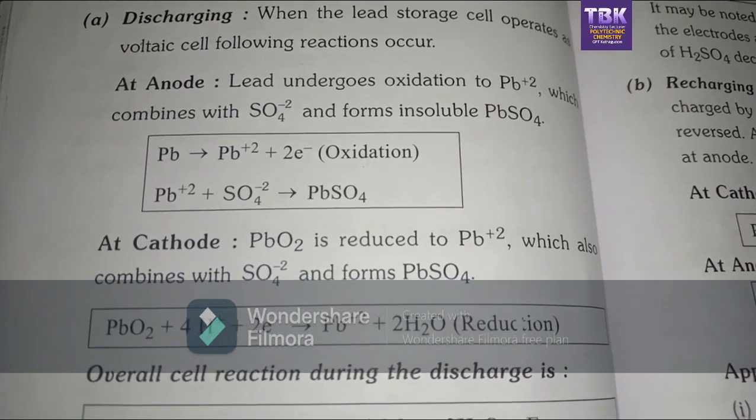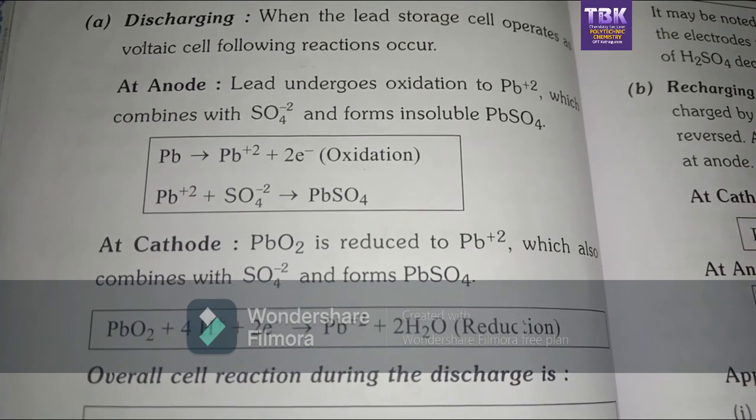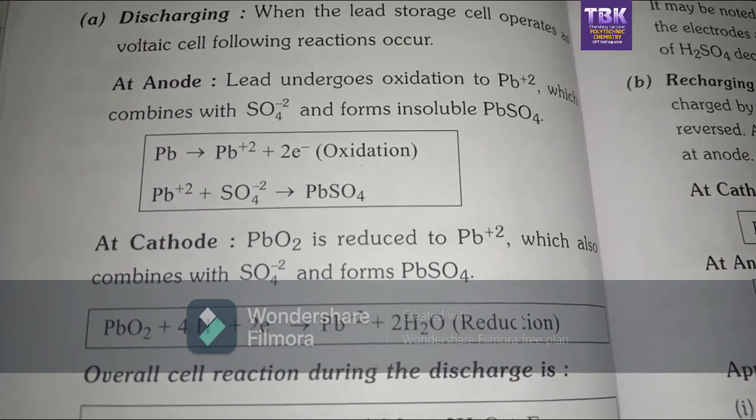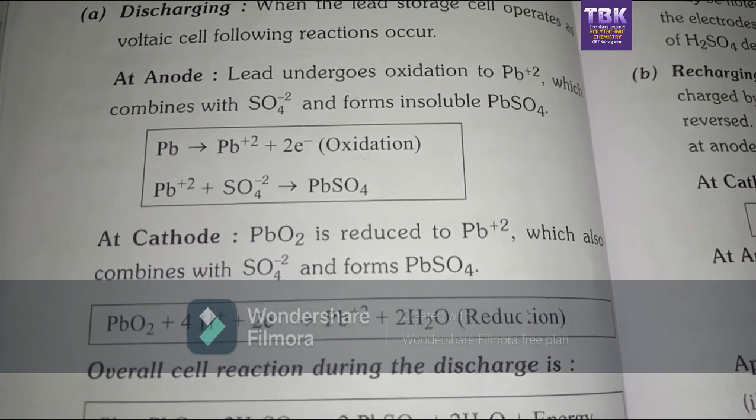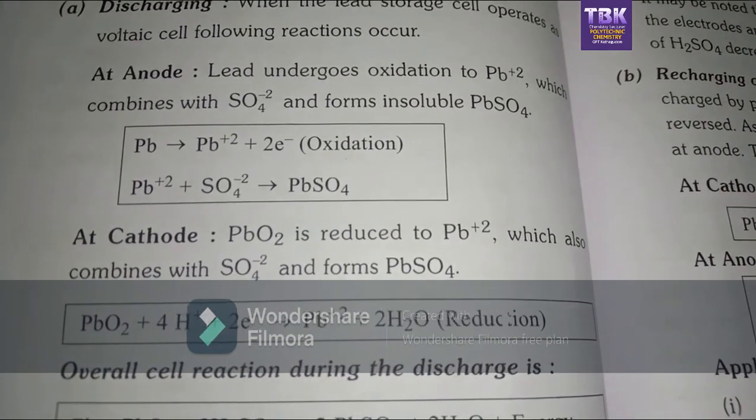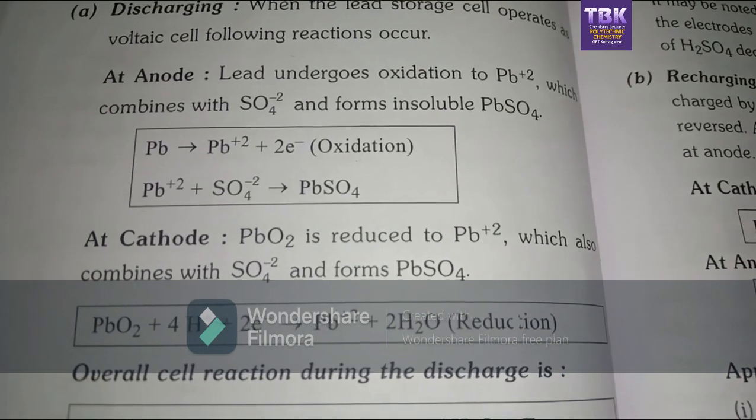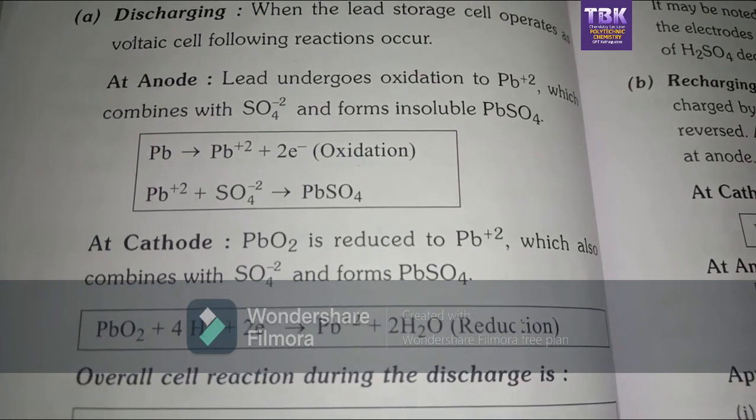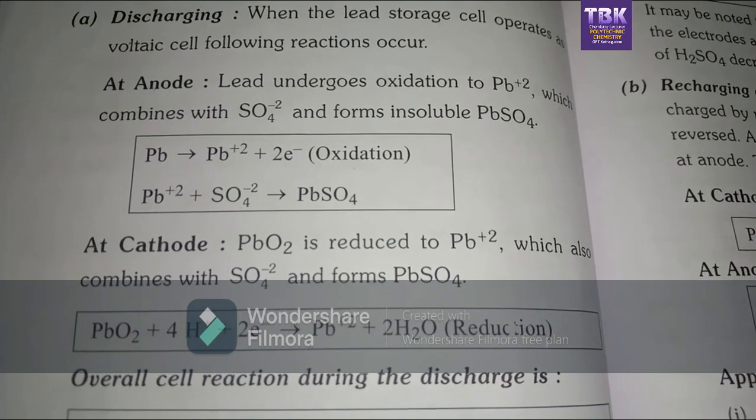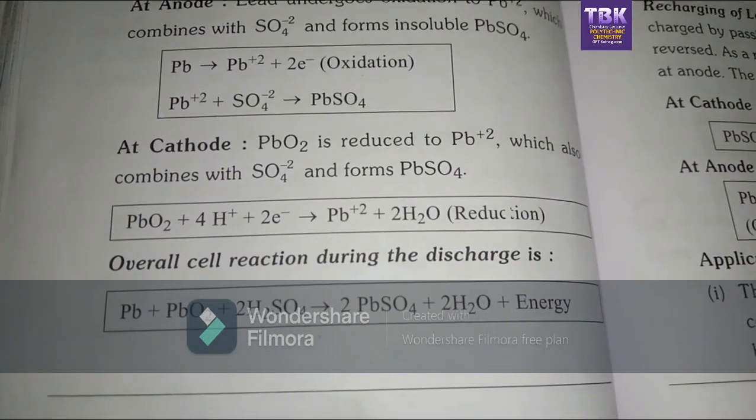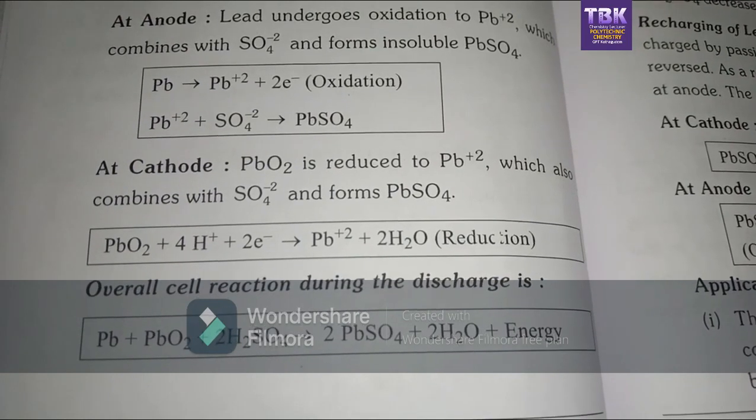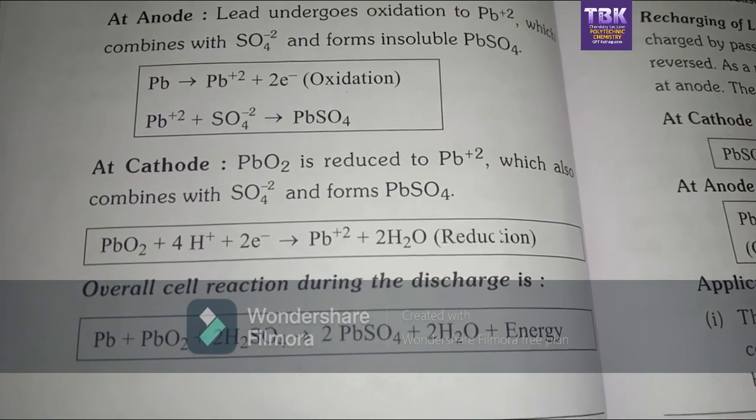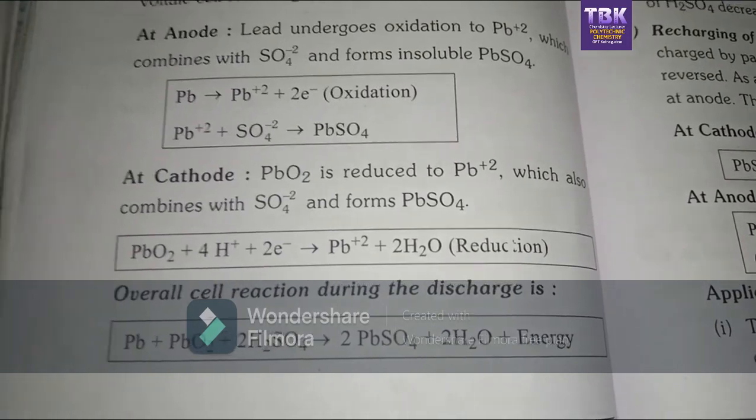At the cathode, PbO2 participates in the reduction reaction, and by the principle, reduction takes place at the cathode. So PbO2 plus 4H+ ions plus 2 electrons gives PbSO4 plus 2H2O, the reduction reaction. Next, the overall reaction: Pb plus PbO2 plus 2H2SO4 giving rise to 2PbSO4 plus 2H2O plus electrical energy.